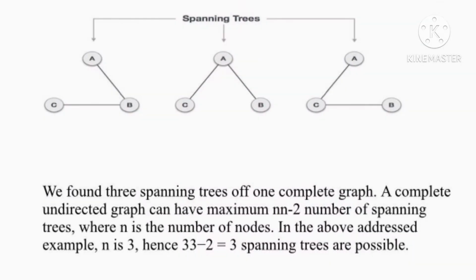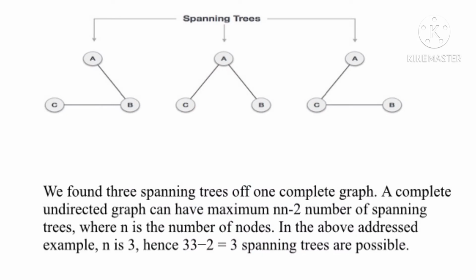So we found three spanning trees of one complete graph. A complete undirected graph can have a maximum of n^(n-2) spanning trees, where n is the number of nodes. In the above example, n is 3, hence 3^(3-2) equals 3 spanning trees are possible. So what do we mean by node? It is a point at which lines or pathways intersect, or it is a central or connecting point.